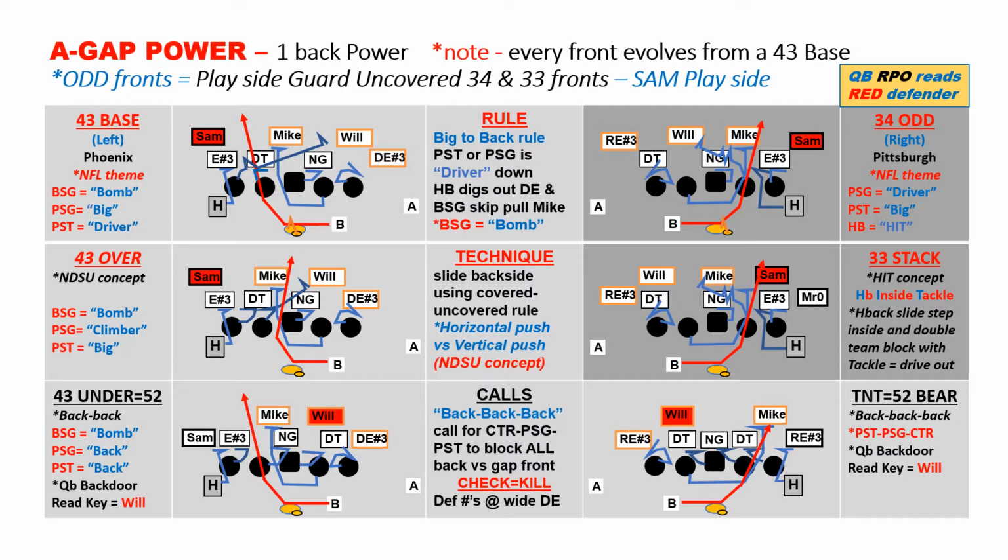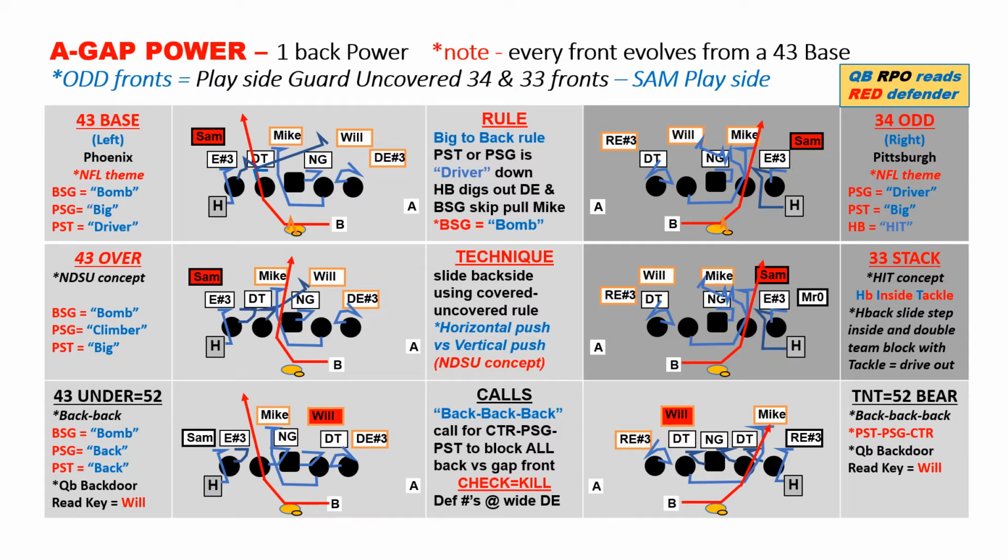All right, first let's look at A-gap power versus a 34 odd front. So here's the upper right-hand corner. What you're going to see with the front is we kick the backers towards the call and we kick the line away from the call. So the Sam backer is what a lot of people would call this rush end to the right-hand side.